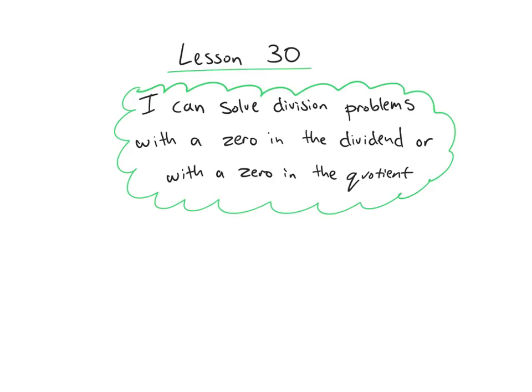This is a video lesson for lesson 30. The lesson 30 learning target is: I can solve division problems with a 0 in the dividend or with a 0 in the quotient. So let's look at a couple problems that we might run into today.